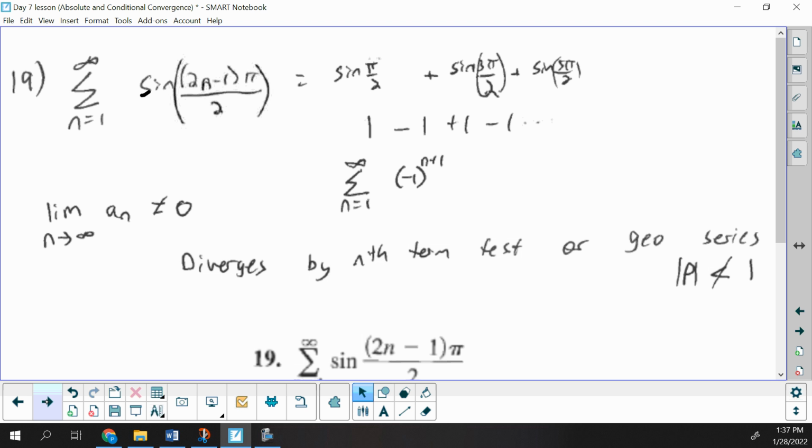So probably the most common way here is to say it diverges by the nth term test because the terms are not heading to 0. But if you subbed in each of your numbers and evaluated them, it actually ends up as alternating between negative ones and ones. So you could also say that it diverges because it's a p series and the absolute value of p is not less than 1.